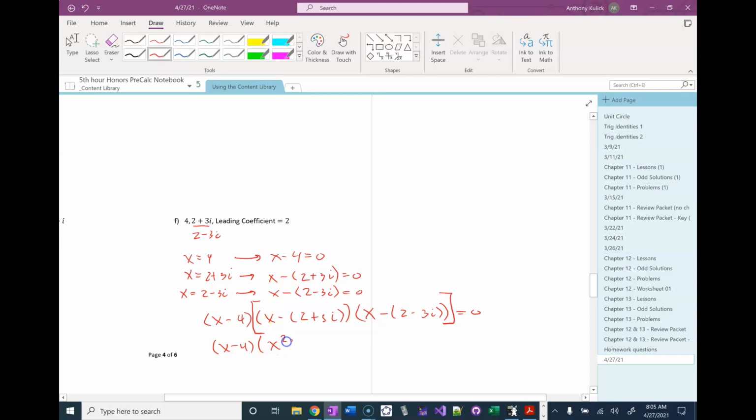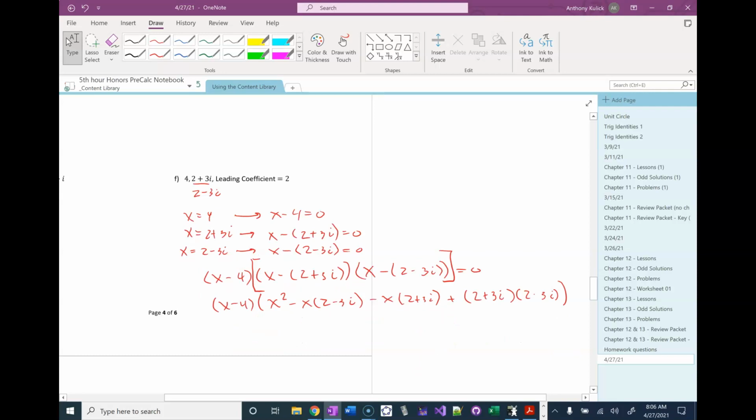So x times x is x squared. And I have minus x times 2 minus 3i. And then I have minus x times 2 plus 3i. And then I have plus 2 plus 3i times 2 minus 3i. So if I combine my like terms now and distribute things out, that's going to be negative 2x plus 3i, and this one's going to be negative 2x minus 3i. So I just have minus 4x left over when I distribute that stuff through and combine my like terms.